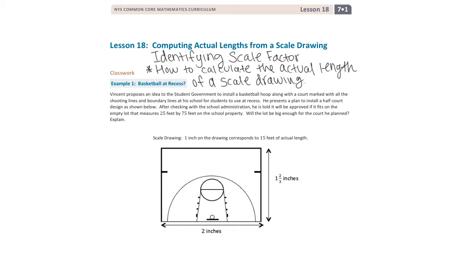Example 1. Vincent proposes an idea to the student government to install a basketball hoop along with a court marked with all the shooting lines and boundary lines at his school for students to use at recess. He presents a plan to install a half-court design as shown below. After checking with the school administration, he is told it will be approved if it fits on the empty lot that measures 25 feet by 75 feet on the school property. Will the lot be big enough for the court he planned?